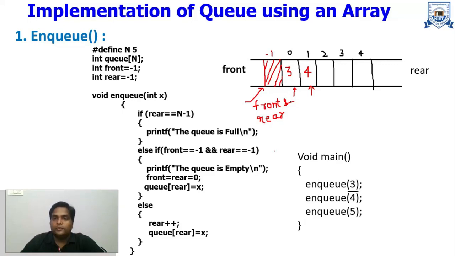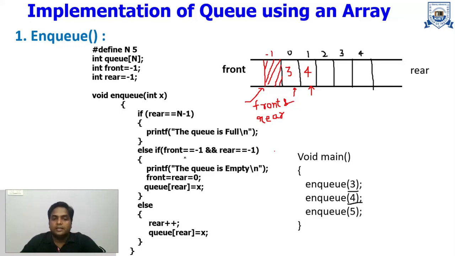Now front and rear are pointing to this index, that is index 0, and q of rear is equal to x. So rear is what? Rear is equal to 0. So q of rear is equal to x, that is 3. Now we want to insert the next element, that is 4. So again we check if rear equal to n minus 1. In this case rear is equal to 0, so rear is not equal to n minus 1. So this condition is false.